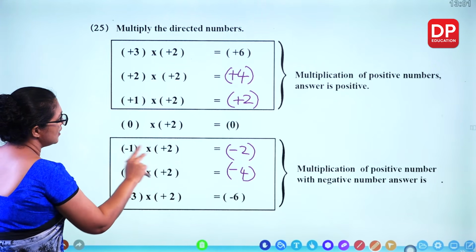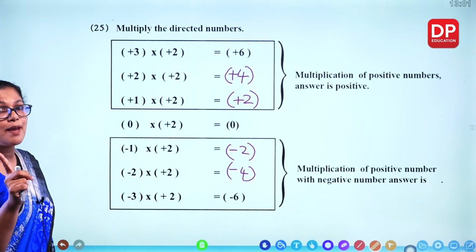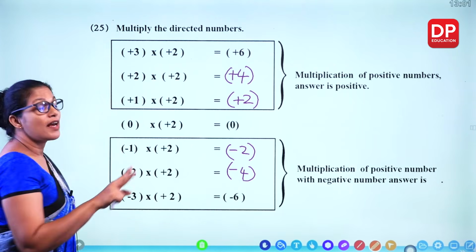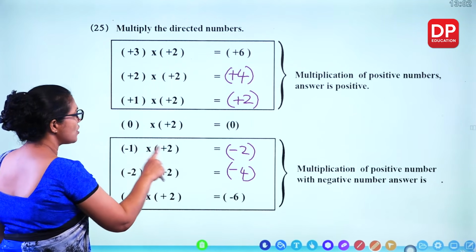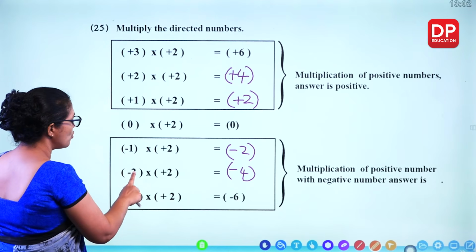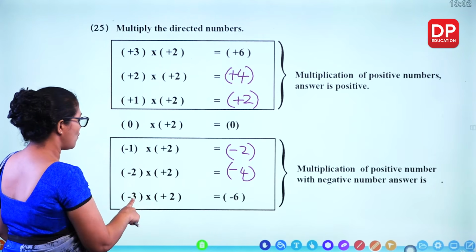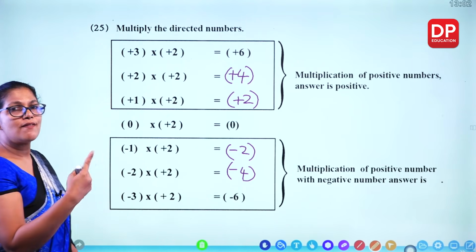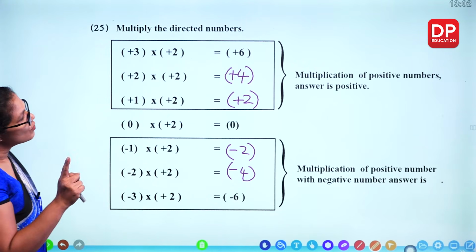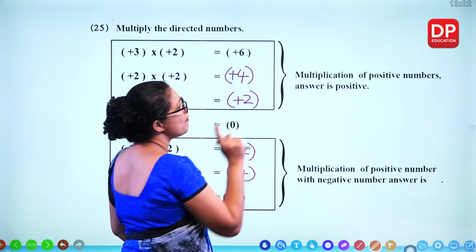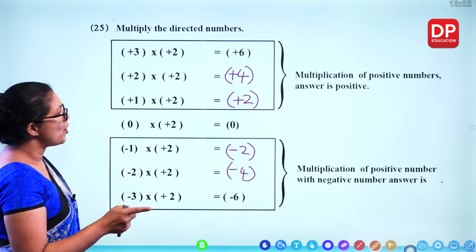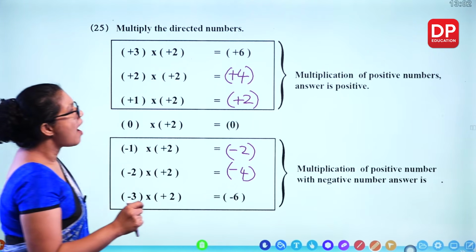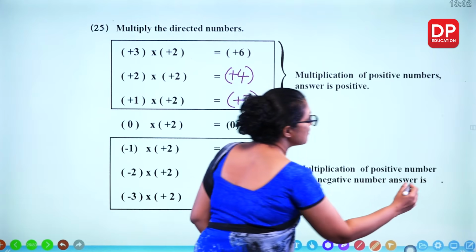Both numbers are not the same now, same sign. One is negative and one is positive. So the answer is negative. So 2 times 1, 2, you get -2. 2 times 2, 4, you get -4. 3 times 2, 6, -6 because one is positive, the other one is negative. So here you need to remember multiplication of positive numbers, answer is always positive. Multiplication of positive number with a negative number, answer is negative.